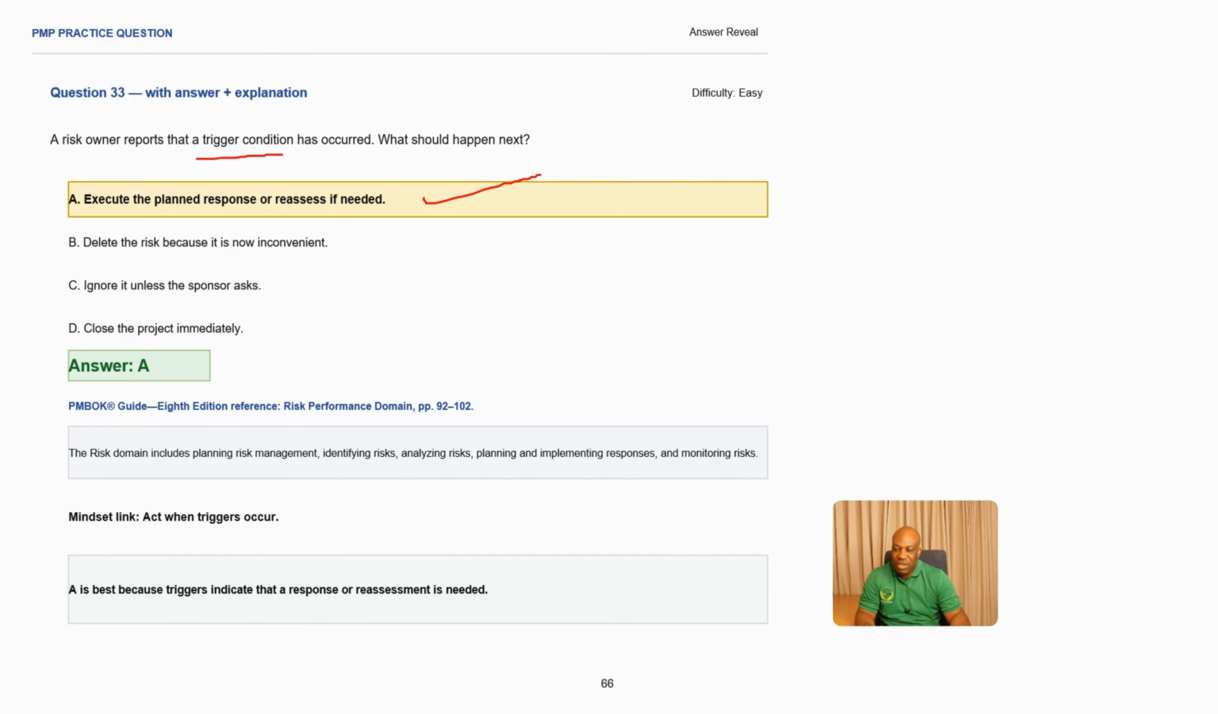So what is our reference here? It is the risk performance domain, which is on page 92. All right, and what is the mindset that we're applying here? Act when trigger occurs. So when you capture your risk, you're also capturing the responses. If that risk materializes, it means you now have to apply the risk responses, making A the best answer, because the trigger indicates that a risk response or assessment is now needed. So A is the best answer in this scenario.